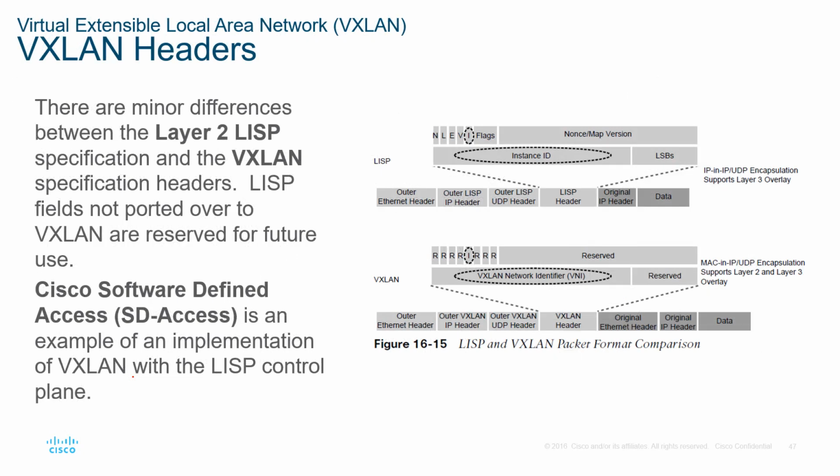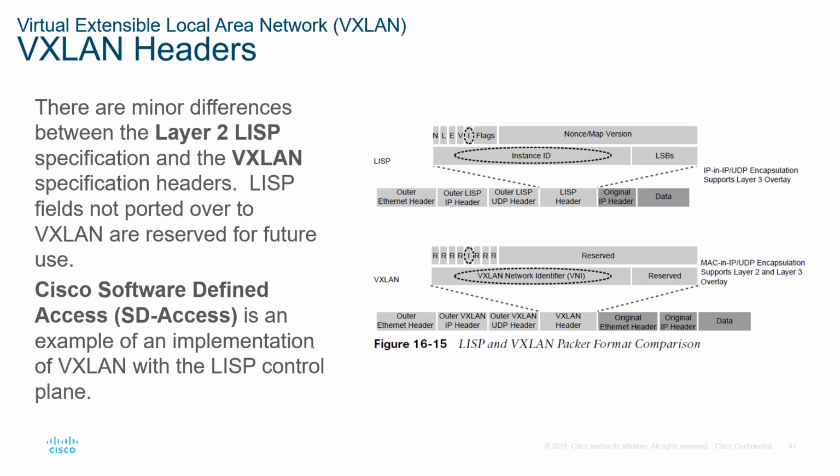So let's look at that from the header standpoint. There are minor differences between a layer 2 LISP and the VXLANs in regard to the header. The LISP fields do not port over to VXLANs and are reserved for future use. Things like the Cisco Software Defined Access, or SD-Access, is an example of an implementation of VXLANs with the appropriate LISP control planes.